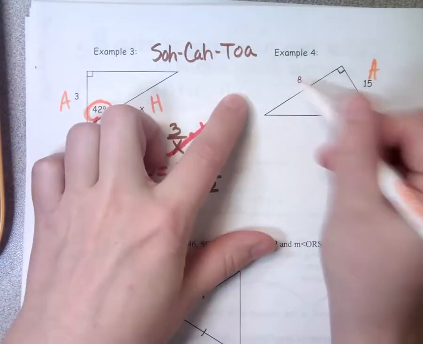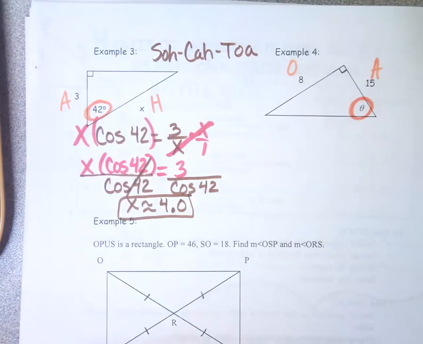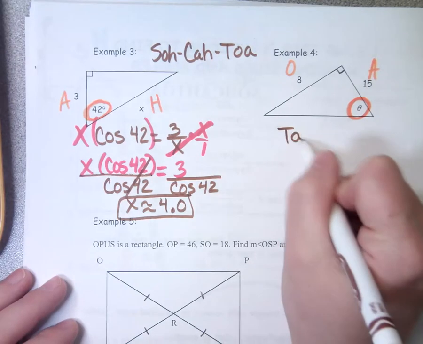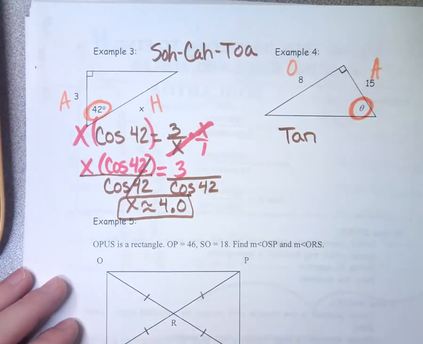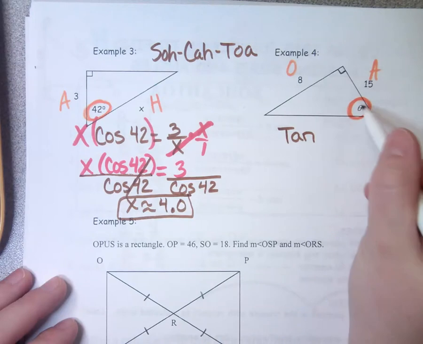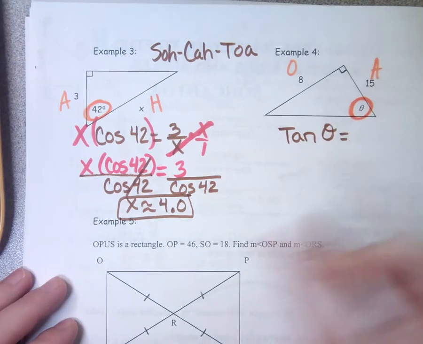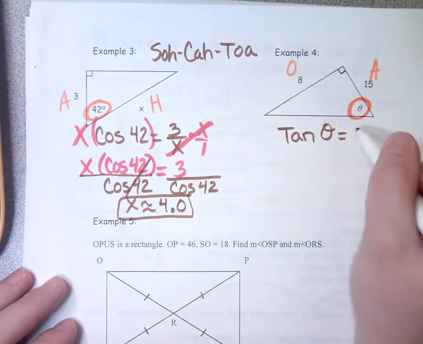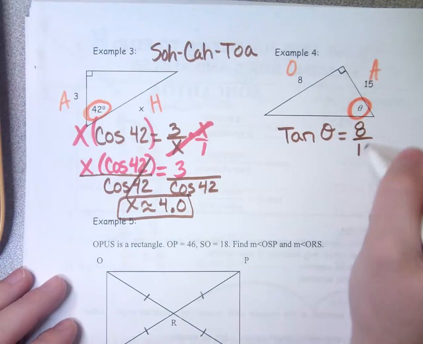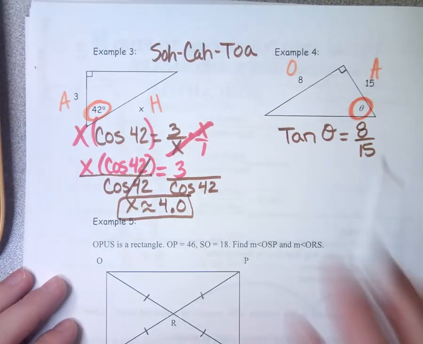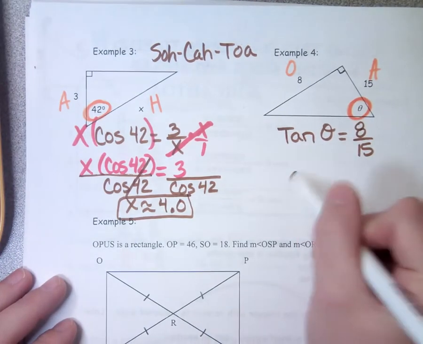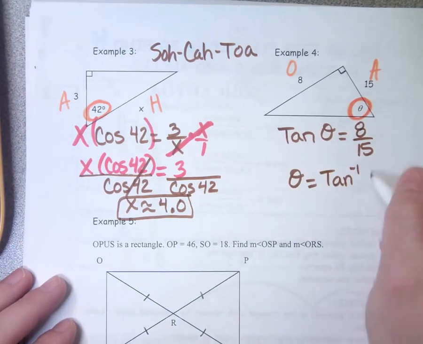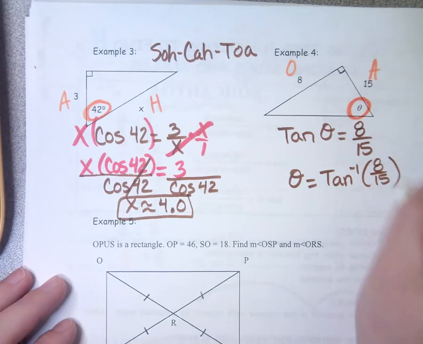Adjacent. What would you label the 8? Opposite. Which one uses the O and the A? Tangent. So it goes tangent of the angle, and what's the angle? This little theta. Tangent is defined as opposite over adjacent, so how would I write opposite over adjacent? 8 over 15. Okay, this is when you do the inverse. If you're ever trying to find an angle, you're going to do the inverse. So this time I do the inverse of tangent. So it's tangent, little -1, 8 over 15.